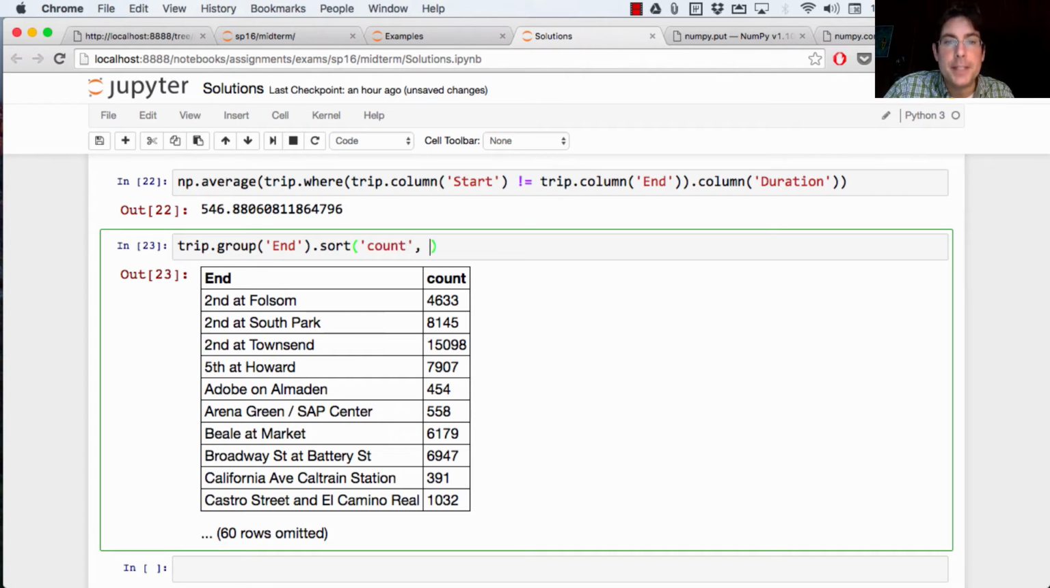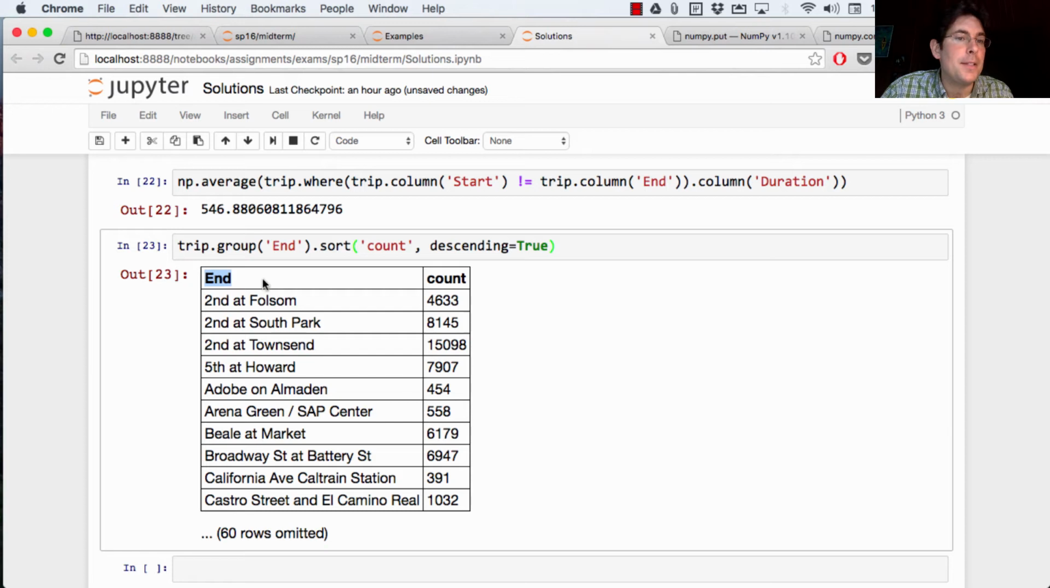And we want to sort it such that the largest count, the number that's the most trips ended, is first. So we write descending equals true. Now once we've done this, we're going to end up with a table with the same format. An end column and a count column.